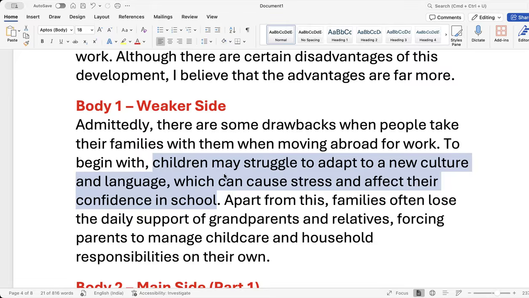So like that. Apart from this, families, the second point, I'm using this connector. Apart from this, I find this connector is very strong and not that common. So it will fetch you good. It creates a good impression again.